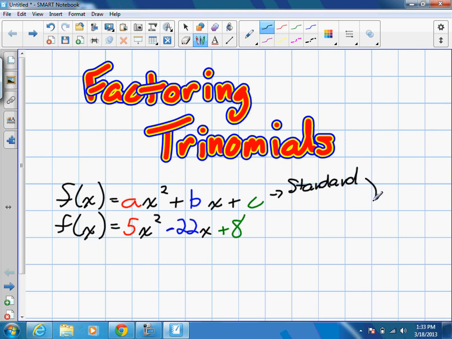And what we're doing when we factor it, what form are we going into? Anyone know? Factored form, yeah, makes sense. We're going into our factored form.